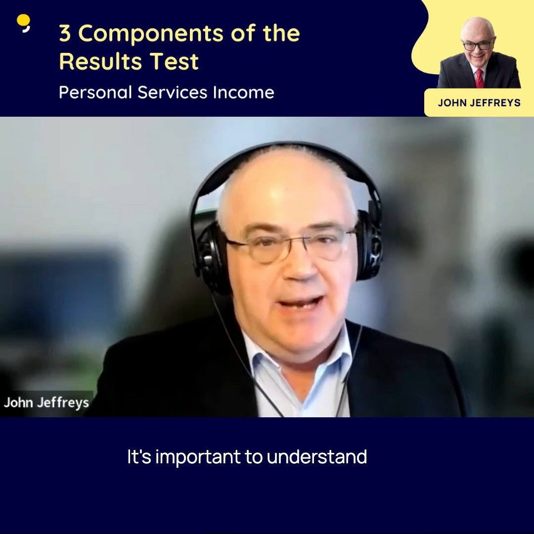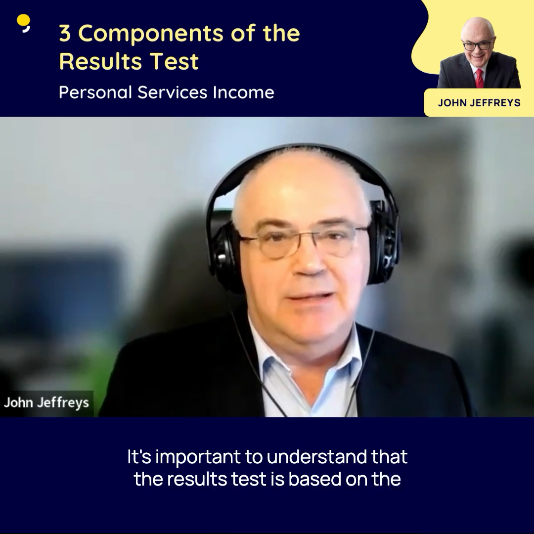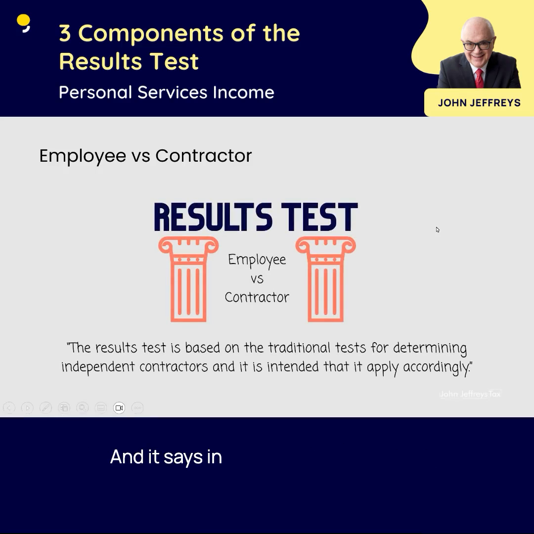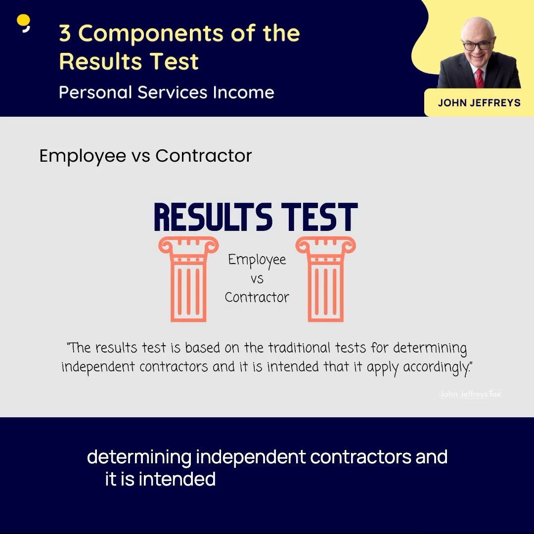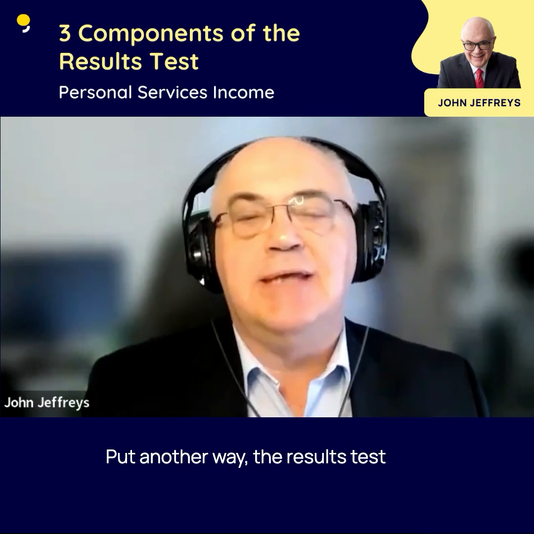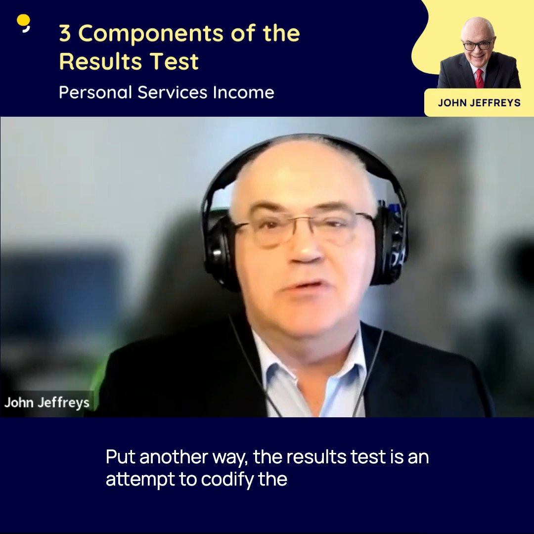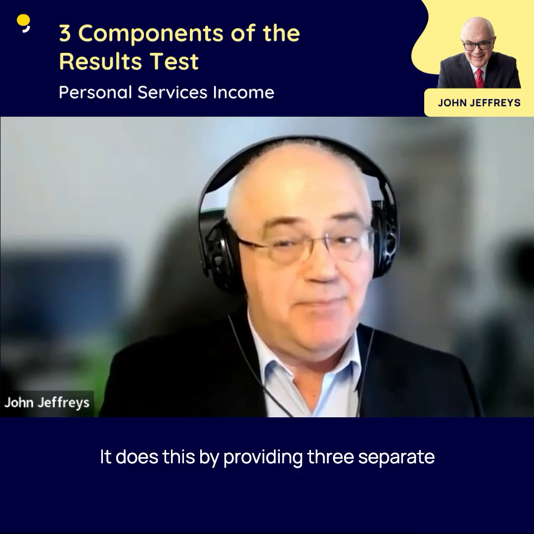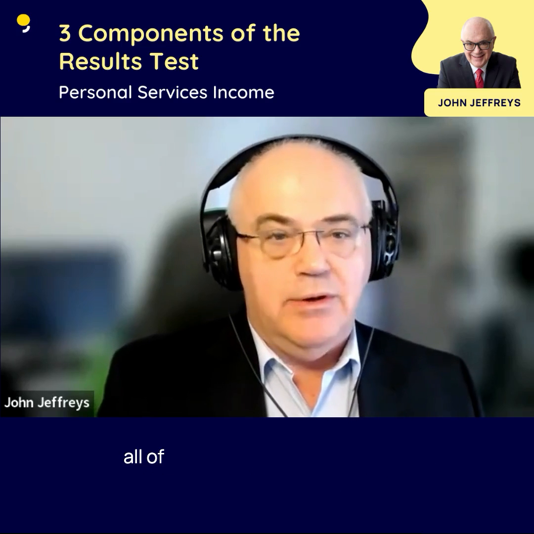It's important to understand that the results test is based in the common law idea of whether an individual is an employee or a contractor. And it says in the law, the results test is based on the traditional test for determining independent contractors, and it is intended that it apply accordingly. So put another way, the results test is an attempt to codify the traditional tests of whether there is an employment or a contractor relationship. It does this by providing three separate tests, which we've spoken about, and all of them have got to be passed.